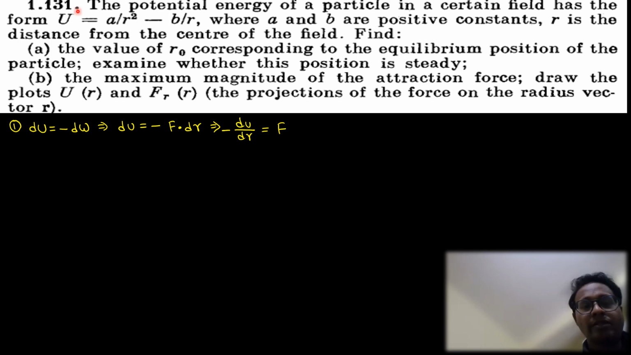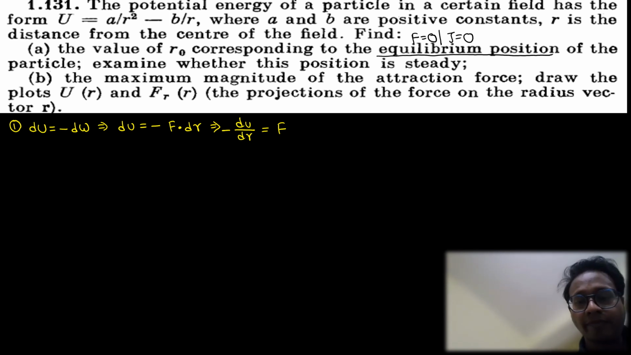Out here in this question, potential energy is given as a function of displacement, r, and they are asking to find out the value of r naught for the equilibrium position of the particle. That means find the value of r naught where the net force is equal to 0. Whenever you hear the word equilibrium, total force acting on the particle is equal to 0, total torque acting on the particle is equal to 0.